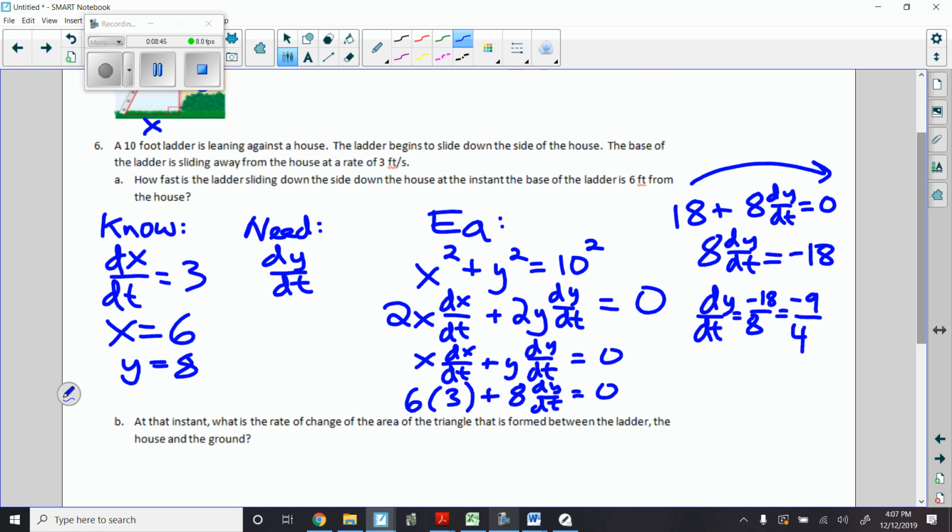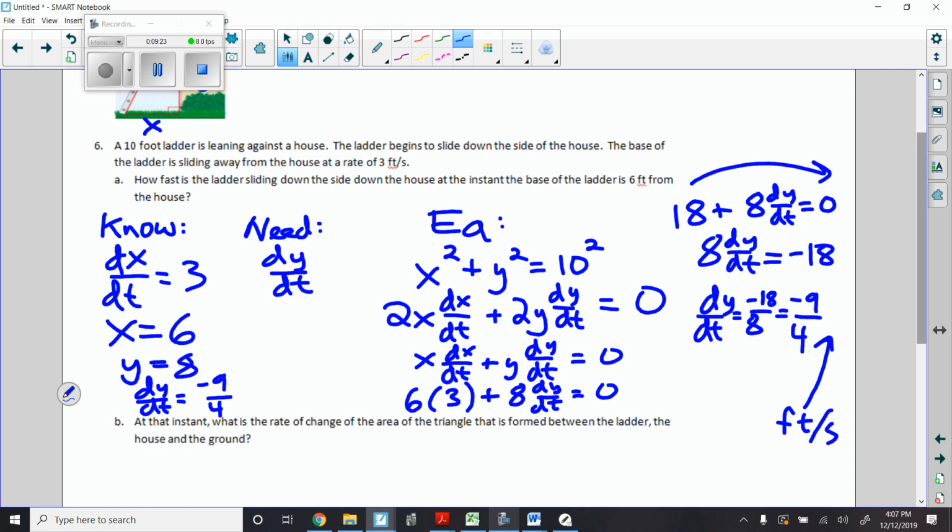My unit here would be feet per second, because y would be measured in feet, t would be measured in seconds. The other thing I like to do is add that to my known column, because this problem continues. So I don't want to lose track of that negative 9/4. It should make sense that dy/dt is a negative number. Okay, and again, that means y is shrinking at negative 9/4 feet per second. So that means the ladder is sliding down at 9/4 feet per second.